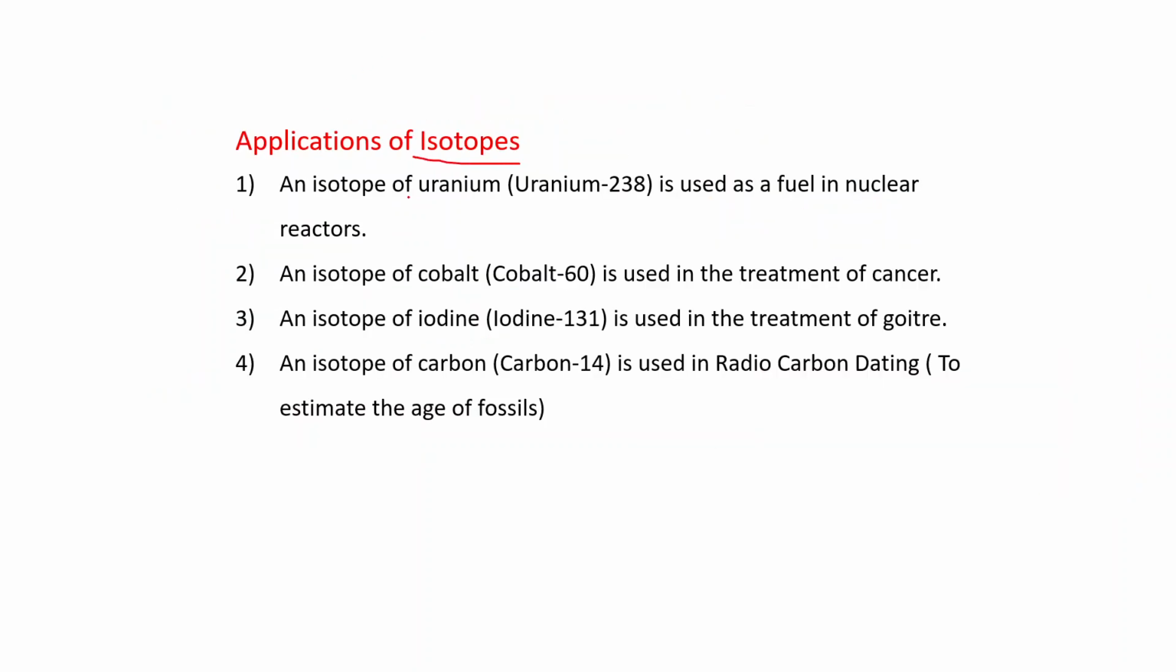Applications of isotopes. An isotope of uranium, that is uranium-238, is used as a fuel in nuclear reactors. Okay, this 238 represents the mass number of uranium. An isotope of cobalt, that is cobalt-60, is used in treatment of cancer. An isotope of iodine, that is iodine-131, is used in the treatment of goiter. An isotope of carbon, that is carbon-14, is used in radiocarbon dating. Now, what is this radiocarbon dating? Actually, this is the technique which is used to estimate the age of fossils. Okay, these are the applications of isotopes.